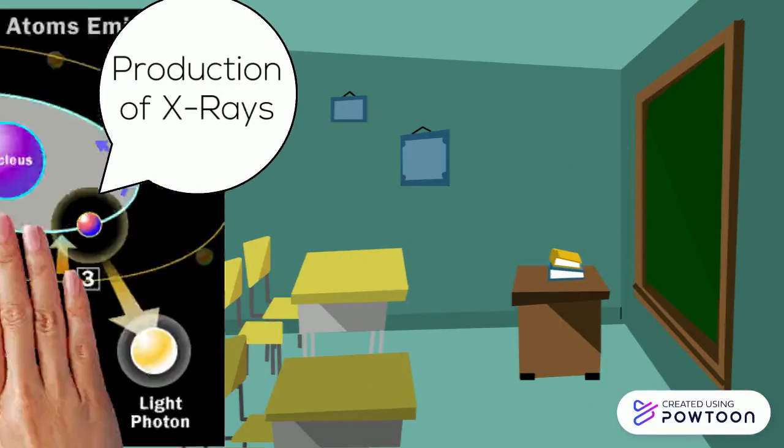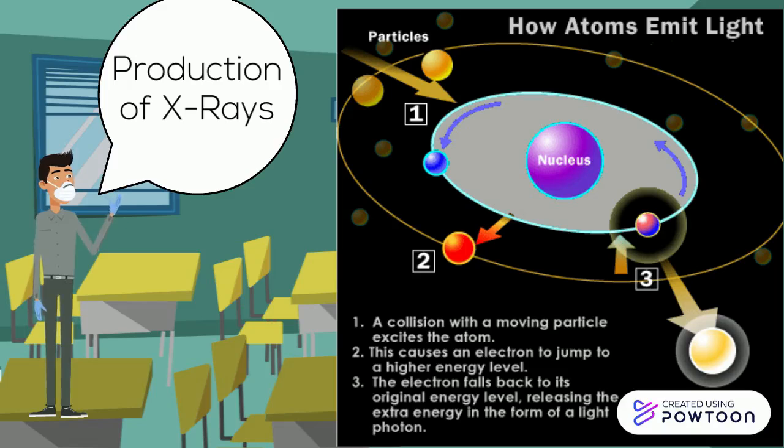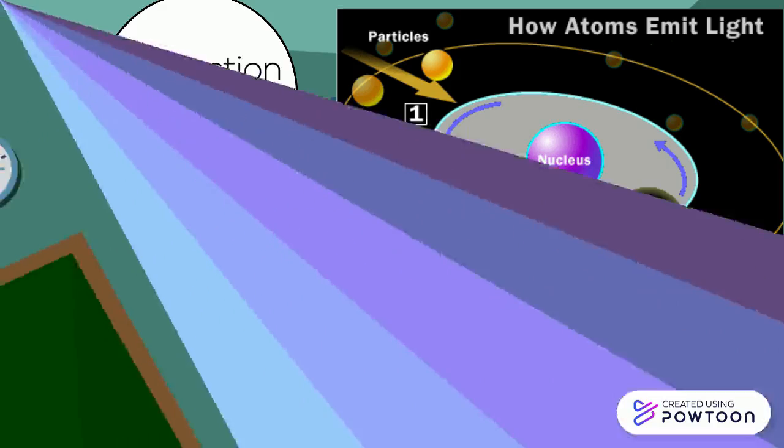The production of X-rays occurs when visible light photons and X-ray photons are both produced by the movement of electrons in atoms. When an electron drops to a lower orbital, it needs to release some energy in the form of photons. The energy level of the photon depends on how far the electron drops between orbitals.